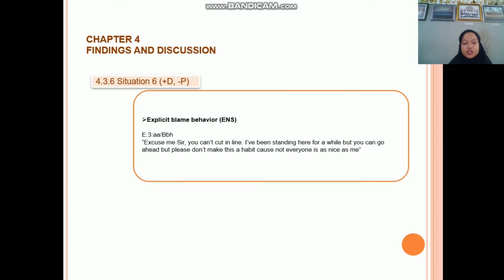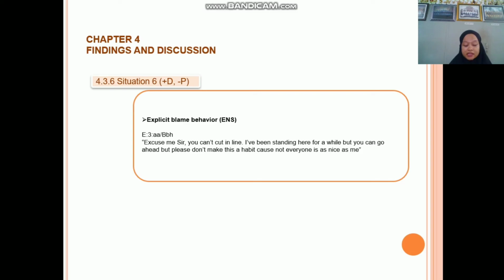The last situation shows the use of explicit blame behavior by an English native speaker. In explicit blame behavior, the complainer explicitly states that an action held by the accused is bad. The first sentence goes with the expression, "Excuse me, sir." It is a permission. It clearly shows the speaker has lower power than the hearer. "You cannot cut the line."